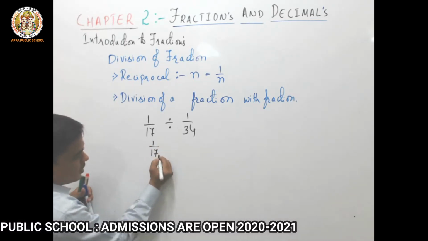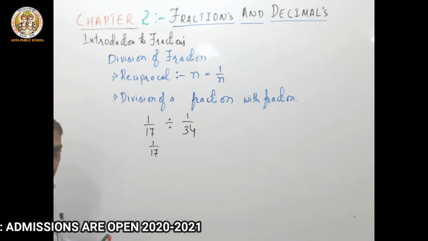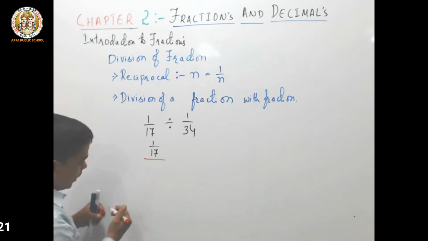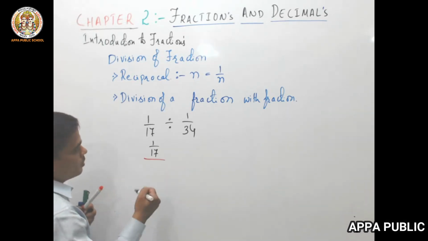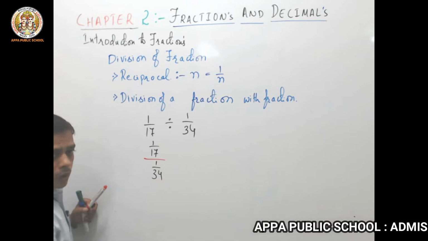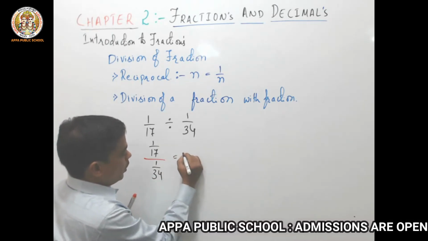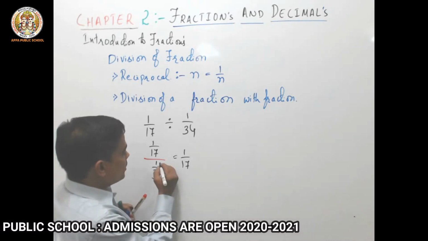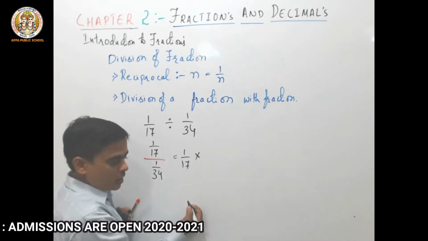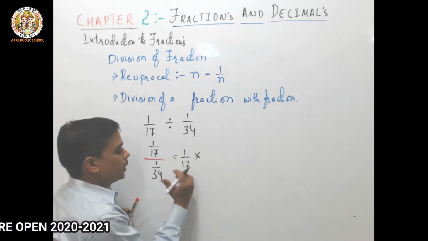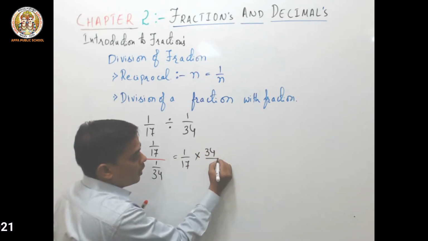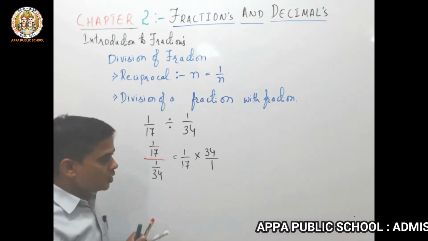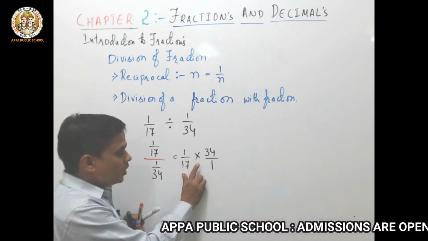Next, here I will simplify this one. 1 by 17 as it is, divided by 1 by 34. I will write this 1 by 17 as it is. Wherever division is there, I will take it as multiplication. So take the reciprocal of 1 by 34. How much will it be? 34 divided by 1. So you can cancel it. See, this is known as cross cancellation.